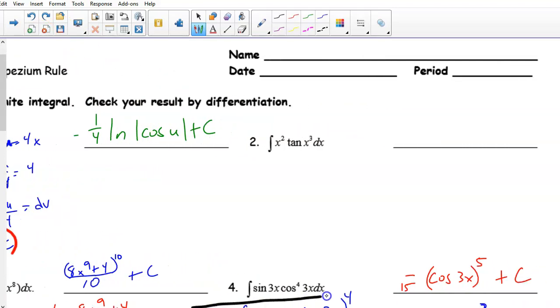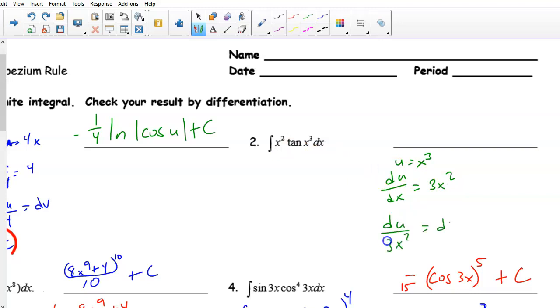So for our next one, number 2, I'm going to let u equal x cubed. And the reason I'm going to do that is because I know the derivative of x cubed has an x squared in it. So when I take the derivative, du over dx gives me 3x squared, right? See that x squared? I'm going to end up canceling that out in a second. So du over 3x squared equals dx, right?